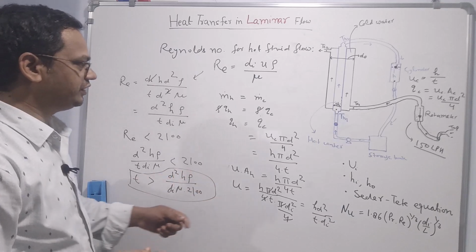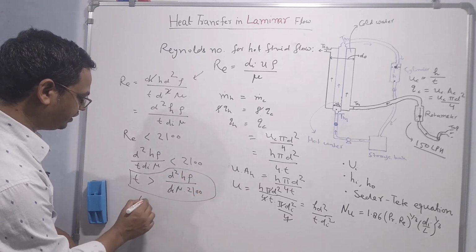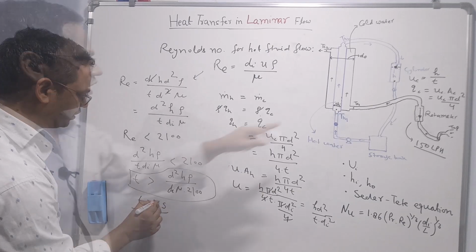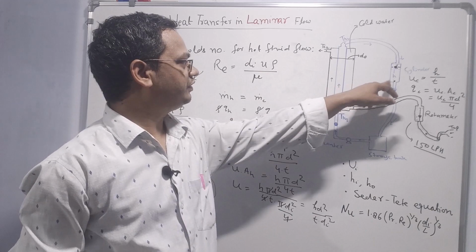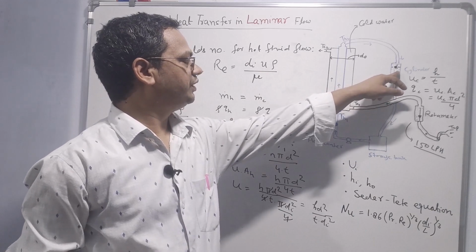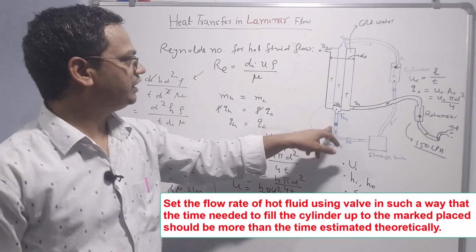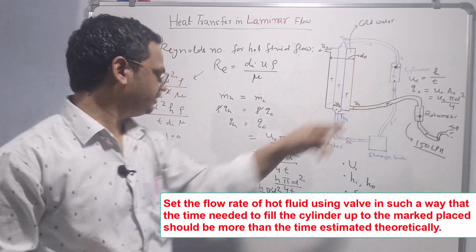In our calculation we find that t should be greater than 16 seconds. The minimum time to fill this cylinder up to the marked place should be at least 16 seconds. Using this valve we can control the flow rate. Accordingly we can set the time.